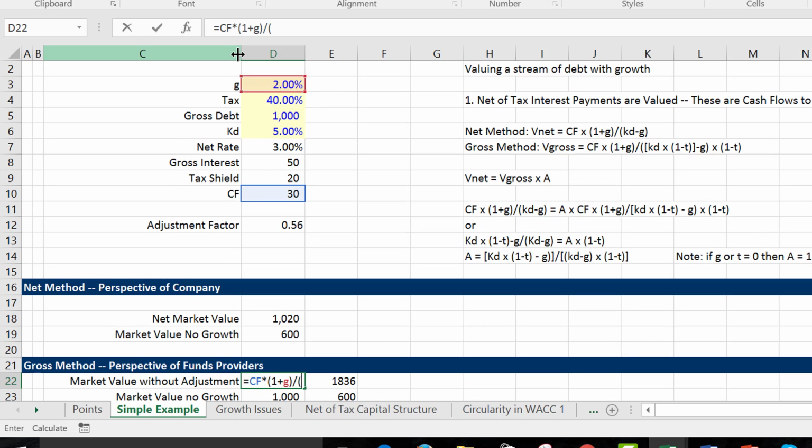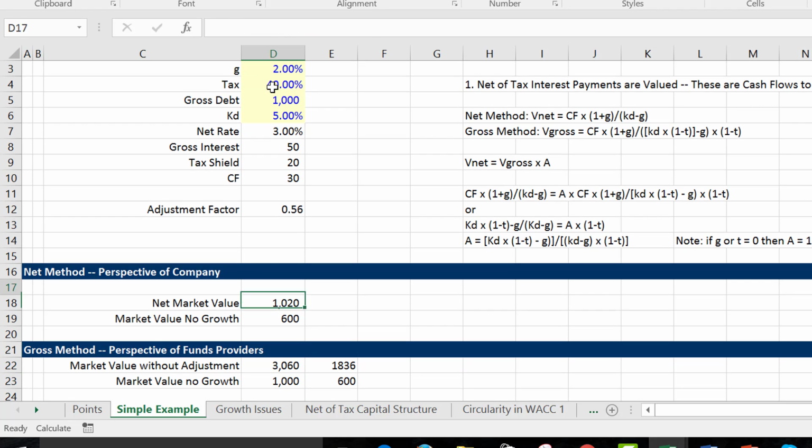And this time I'm going to divide it by, instead of the regular old rate, the net rate minus the growth rate. Okay. And here's the problem. You're supposed to get the gross debt back. If you put zero taxes, you get back zero growth, you get back to that 100%.